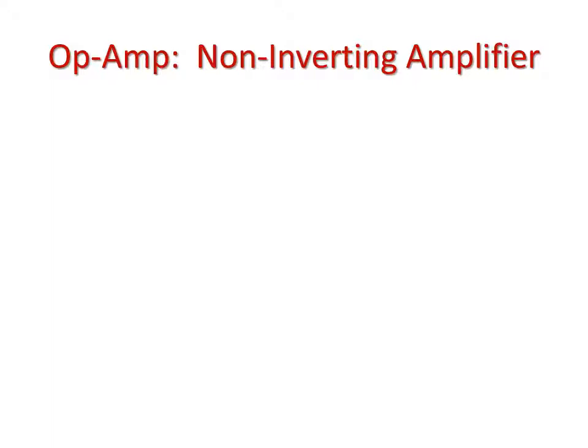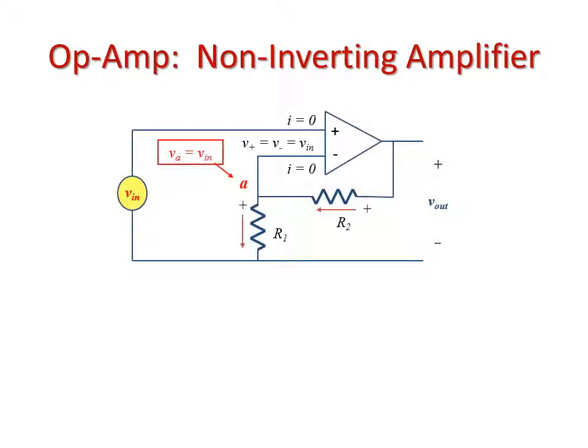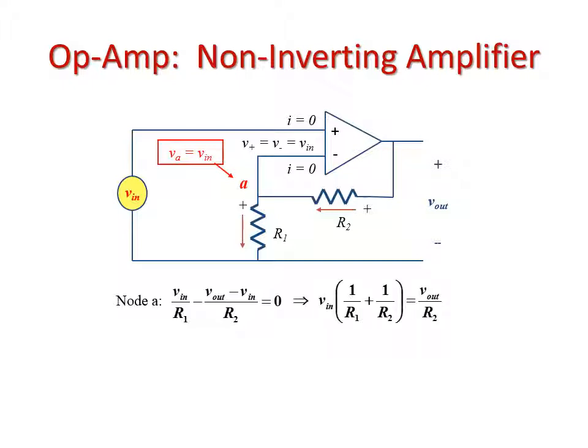Non-inverting amplifiers are going to keep things in the positive direction, where the signal goes into the positive terminal on the op amp. They function very similarly to inverting amplifiers, except with a slight twist on the numbers. If we do our nodal analysis at node A, we get V in over R1 minus V out minus V in over R2 equals 0. With a little algebra, we simplify that, and V out is going to be 1 plus R2 over R1 times V in, where 1 plus R2 over R1 is the gain function.